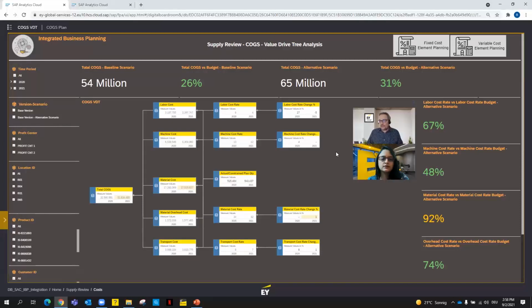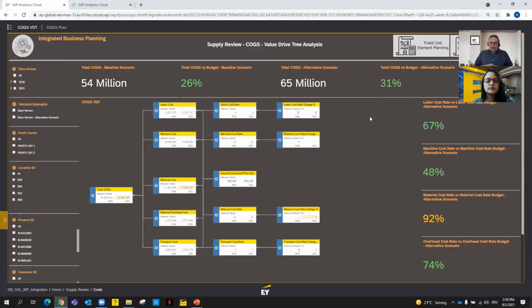What you see on the screen is actually the cost planning value driver tree. So this is the value driver tree, which we consider to be useful to plan your variable part of the cost, but as well planning your key drivers for it.